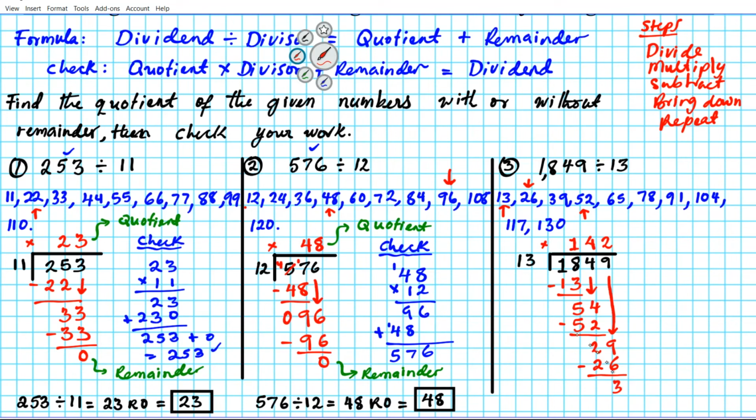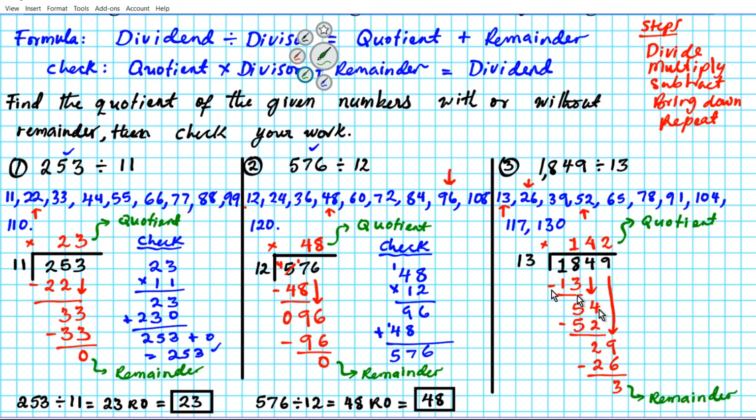3 is smaller than our divisor. There's nothing else to bring down. Guess what? We're done with the division. This number right here is your quotient. And now we actually have a non-zero remainder. This number right here is your remainder.